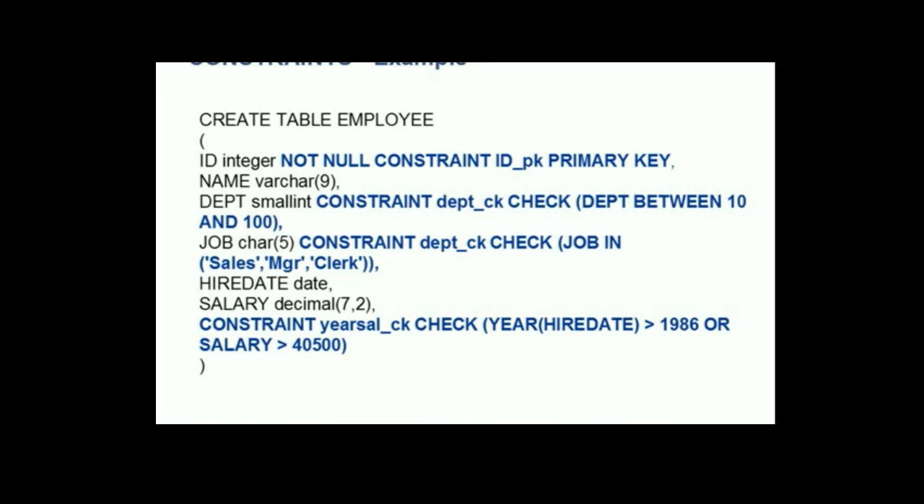Check constraint on department column only allows to insert data if the values are between 10 and 100. Check constraint on job column only allows to insert data if the values are sales, manager or clerk. Check constraint on the combination of the hire date and salary columns only allows to insert data if the hire date year is greater than 1986 and the salary is greater than 4500.